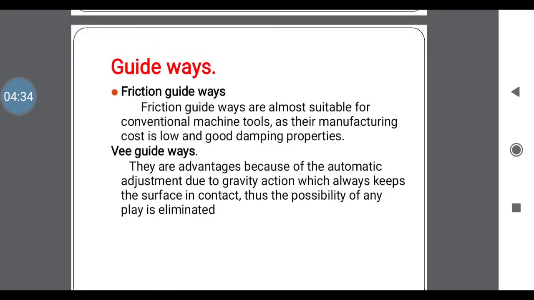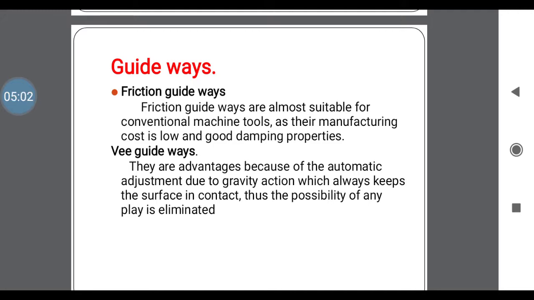In guideways we have different types. First one is the frictional guideways. That is related to friction. You know what is friction? That is the rubbing of surfaces, where we get some vibration. To avoid that, we need some supporting devices. Those are called friction guideways. They are suitable for conventional machine tools in manufacturing. These are low cost and have good damping properties.